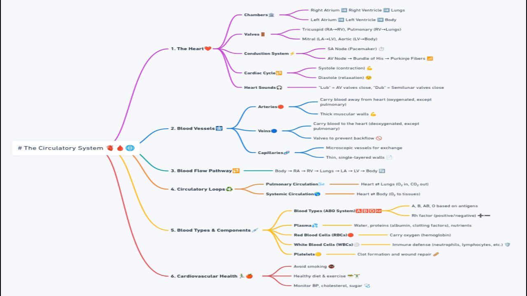In complete heart block, you see decreased heart rate or bradycardia, and with that you can infer that the sinoatrial node is dysfunctional.